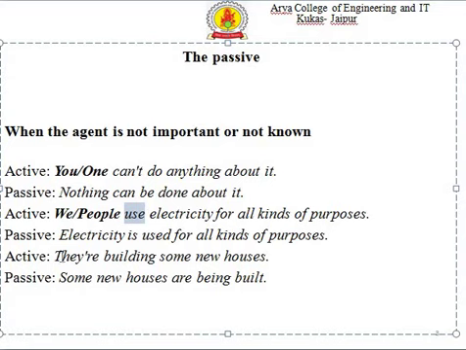The next example we have: they are building some new houses. Again, they are is a general noun and it is well understood, so we do not supply it when passivizing. So we can have: some new houses are being built. Again I will repeat, they are building some new houses. Some new houses are being built. We have to take care of the verb transformation, the passivization of the verb.